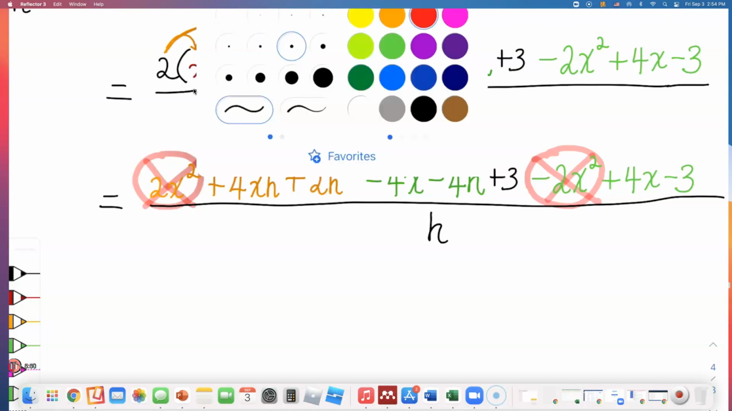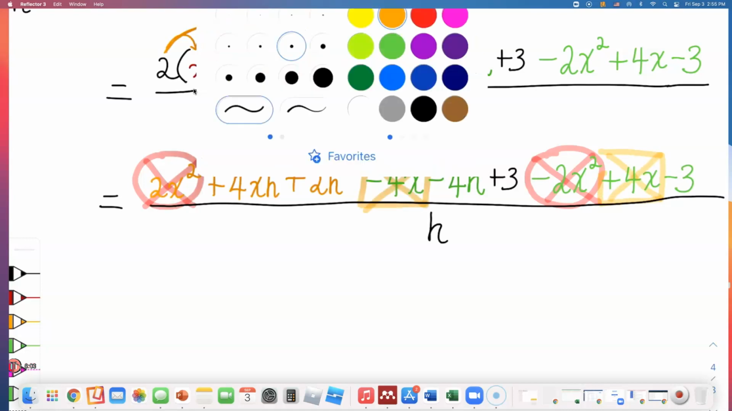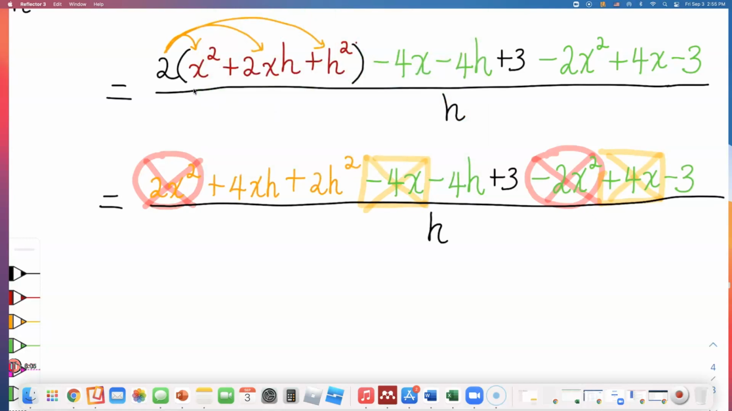Okay, moving on. What other like terms? Oh, I see a minus 4x and there's a positive 4x. Those are gone. I think I see one more. There is not that one. Positive 3 and there's a negative 3. So those are gone. Okay.